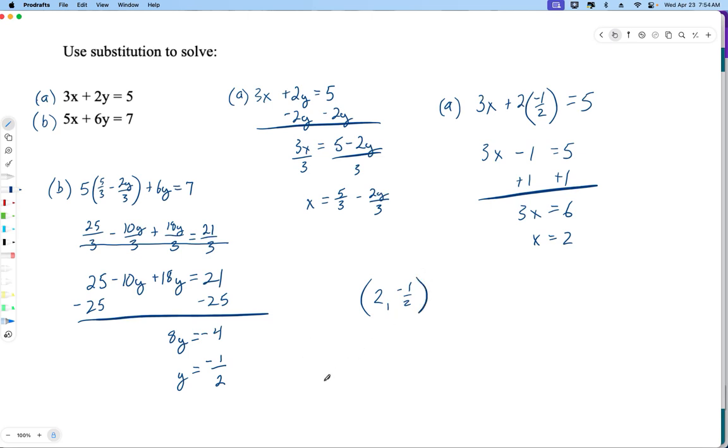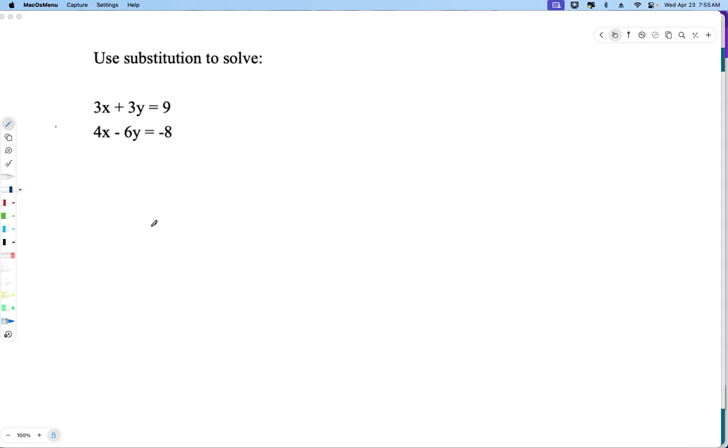And that would be how I would solve that problem. Next problem. So again, we have some numbers here. We have 2 equations. We're going to use substitution to solve. We've got equation A and equation B.